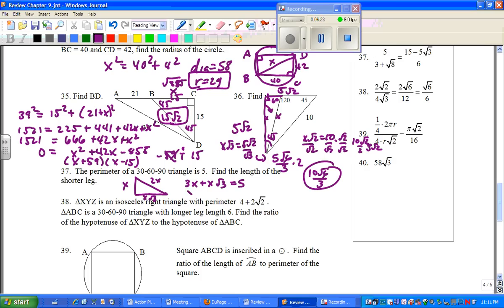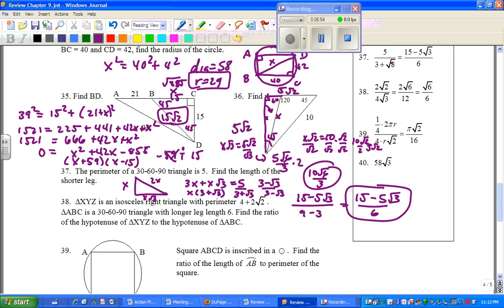Well, when we simplify this side, you can take out an x, and you're left with 3 plus root 3. Then we divide 5 by 3 plus root 3, but we can't leave it there. There's the conjugate, 3 minus root 3, so you get 15 minus 5 root 3 all over 9 minus 3, so you get 15 minus 5 root 3 all over 6 for your final answer.